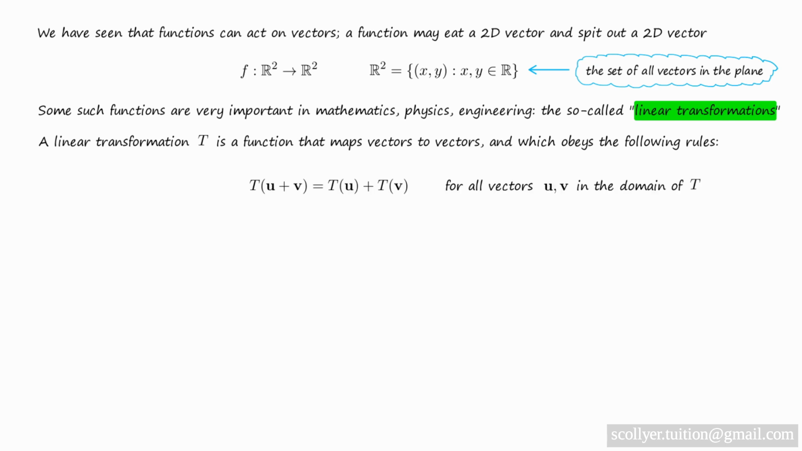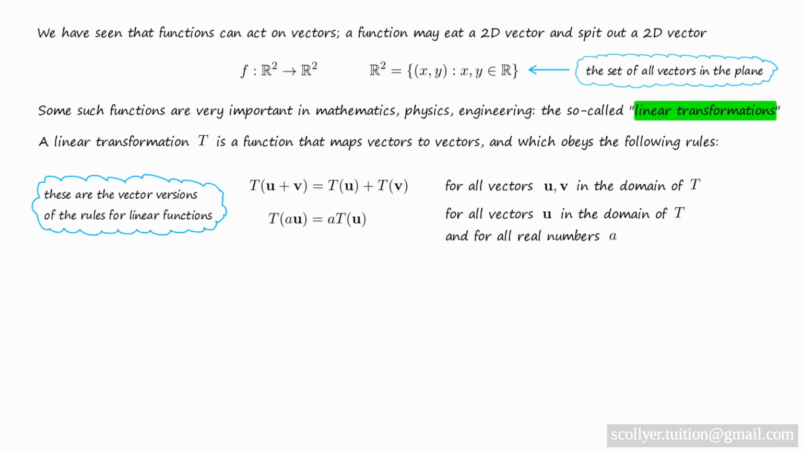T of u plus v equals T of u plus T of v for all vectors u and v in the domain of T. T of au equals a times T of u for all vectors u in the domain of T and for all real numbers a. And of course, these are simply the vector versions of the rules that we saw earlier for linear functions.